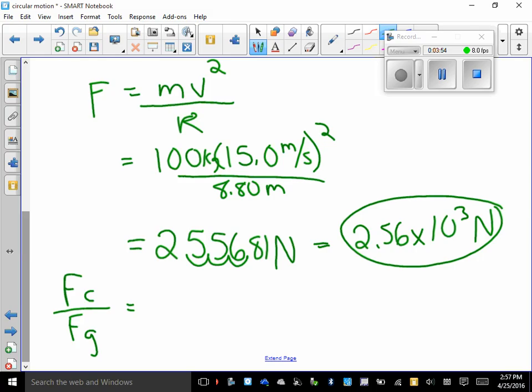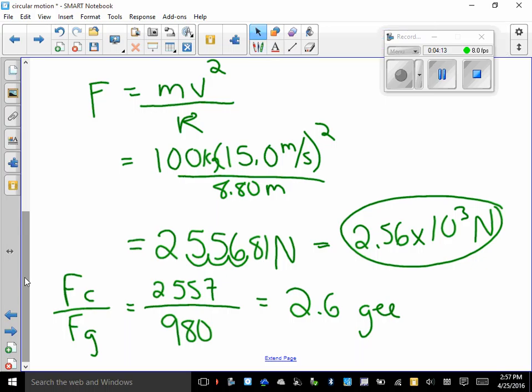The force of gravity, we already said from the last one, was 980. So how does this compare to 980? 2557, let's say. So that is about 2.6-ish Gs. So 2.6 times the force of gravity is what this person would feel. You definitely feel pretty uncomfortable. This is getting closer to the acceleration that the astronauts would feel going up into space in the space shuttle.